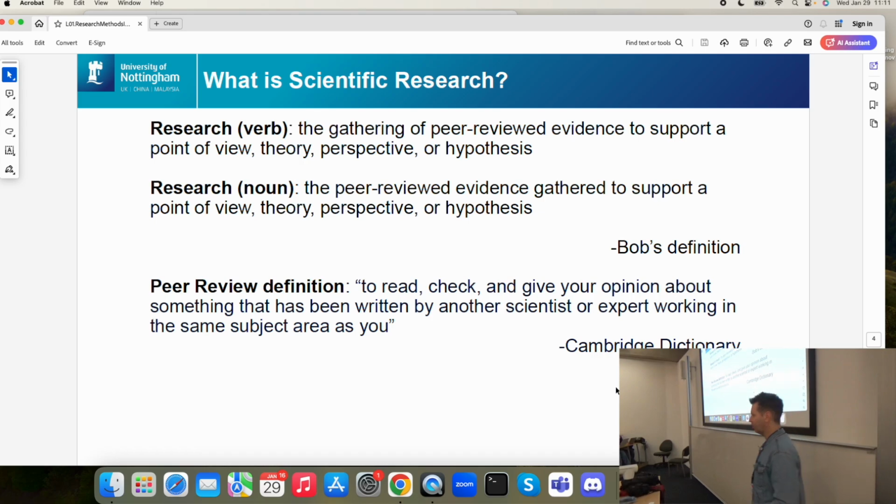So we can look up the peer review definition in the Cambridge Dictionary and we get this. And this is a reasonable definition. It's easy to understand. It's well formulated, so I didn't change it. Just kept it the way it is. And we're going to be talking more about this throughout the module.